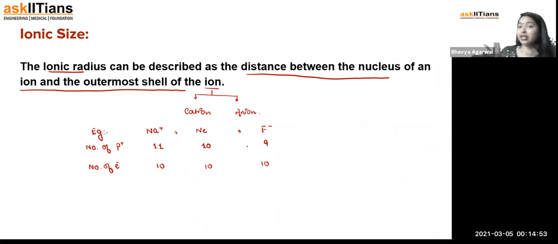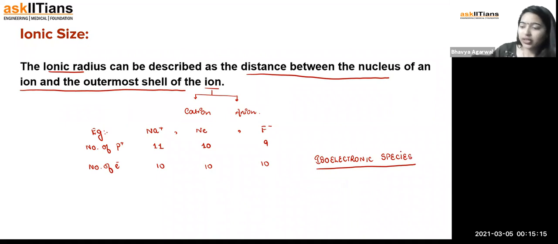Now, all these 3 species have the same number of electrons. Those ions or species which have the same number of electrons are known as isoelectronic species. The species having the same number of electrons are known as isoelectronic species. Okay, they're isoelectronic.